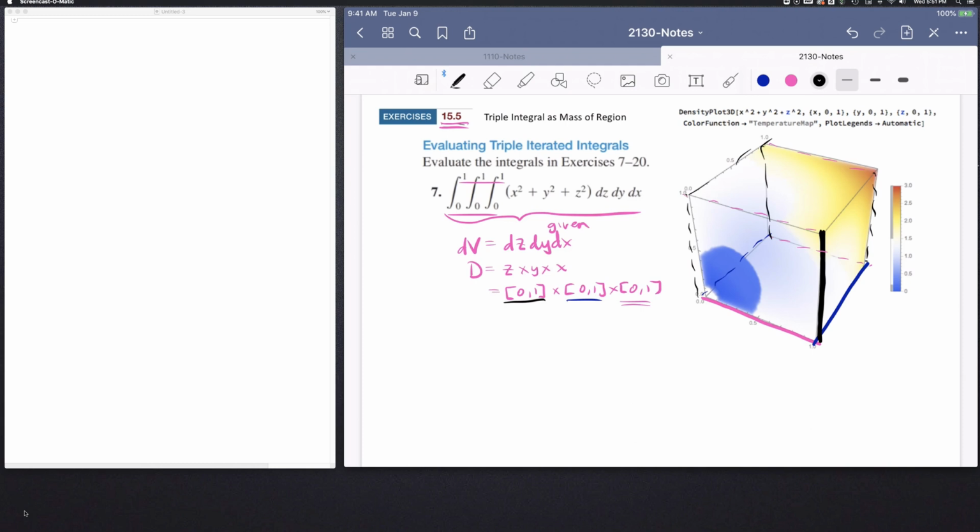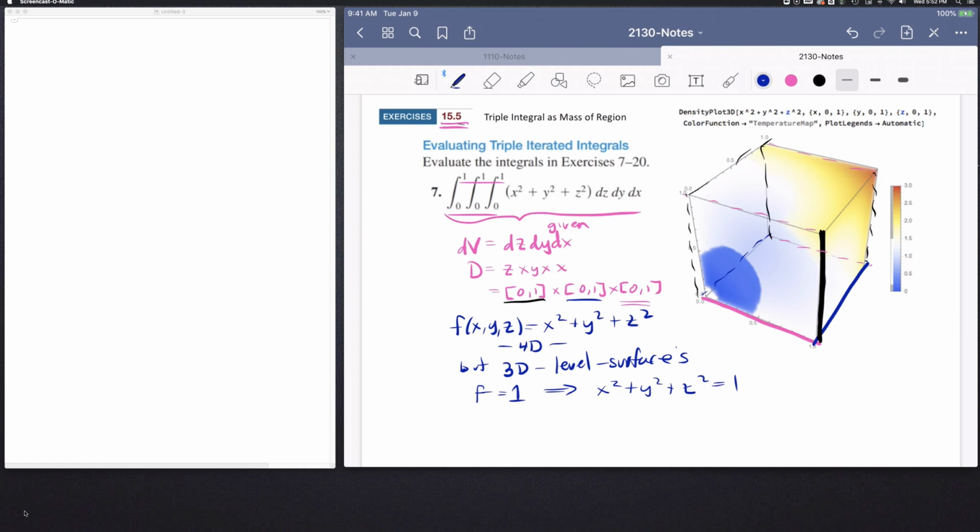And we now have a function of 3 variables, which is x squared plus y squared plus z squared. Now we know that a function of 3 variables is somehow 4-dimensional, right? But we can think of that 4-dimensional object as 3-dimensional. Think of this as 3-dimensional level surfaces. So what we can think of is setting the value of the function to be equal to 1. And when you look at the function values equal to 1, we'll have x squared plus y squared plus z squared is equal to 1.